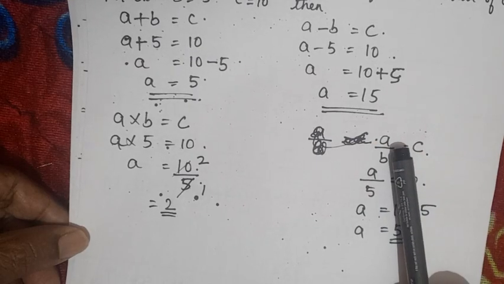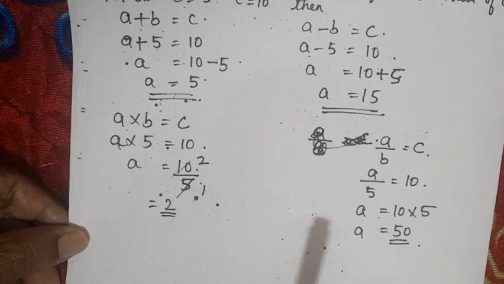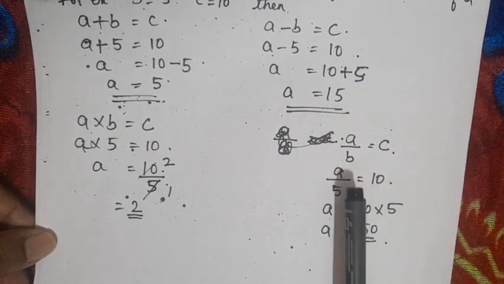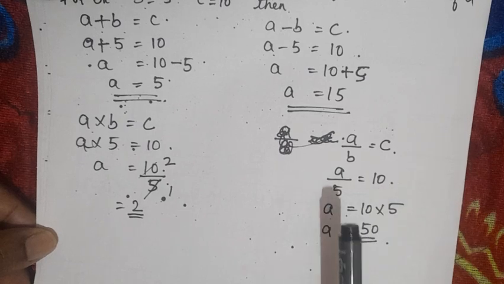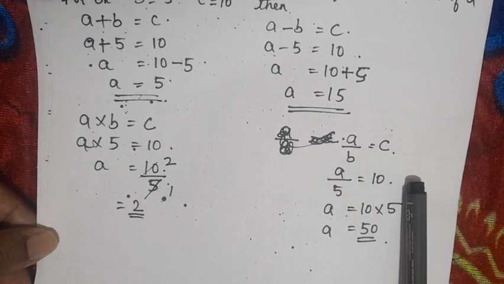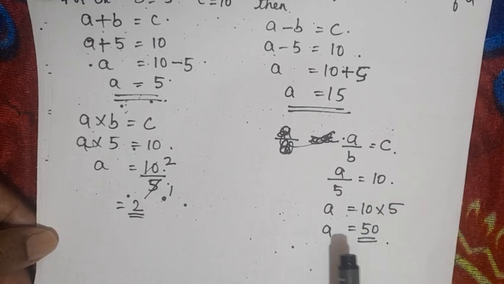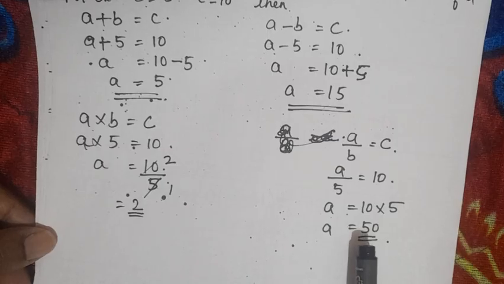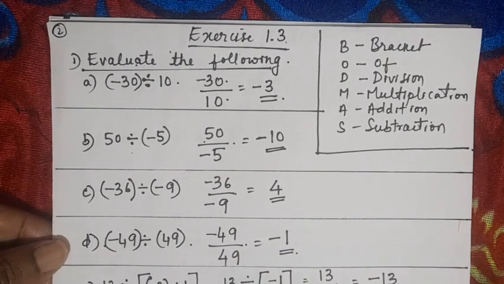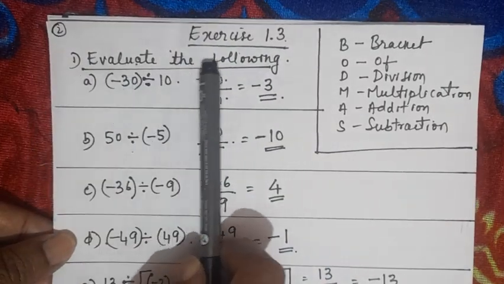Now in this other equation, a divided by b is equal to c. Here what you do is put the values of b and c. A divided by 5 is equal to 10. So now a is equal to 10. When the division comes to the other side of the equation, it will get multiplied. So 10 into 5. So a is equal to 10 into 5 is equal to 50. Now students, let's go to the exercise. Exercise number 1.3. The first question is, evaluate the following.